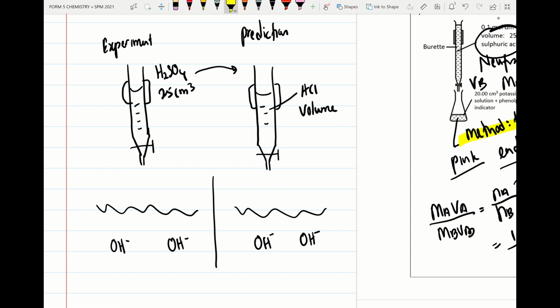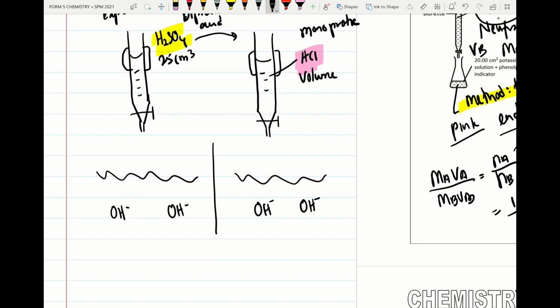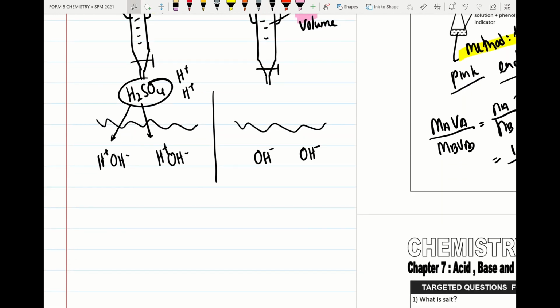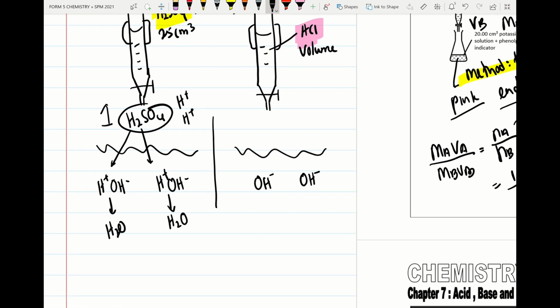All right, please remember sulfuric acid is known as diprotic acid, while hydrochloric acid is known as monoprotic acid. This is the number of ionizable hydrogen ions per molecule of acid. Sulfuric acid has 2 hydrogen ions to neutralize. It will ionize and produce 2 hydrogen ions, 2 moles of hydrogen ion. So this one will produce a water molecule, and this one will produce a water molecule. So we need only 1 sulfuric acid.